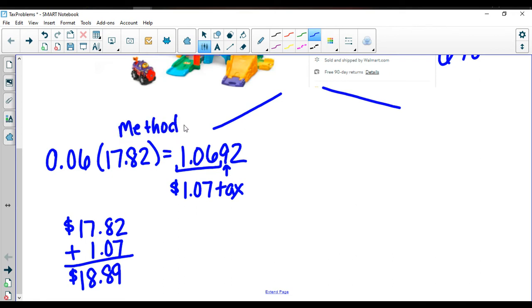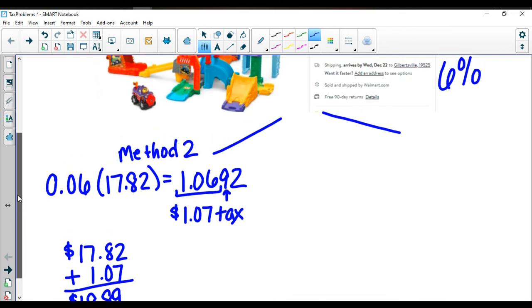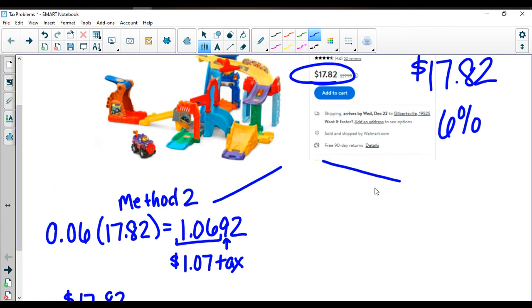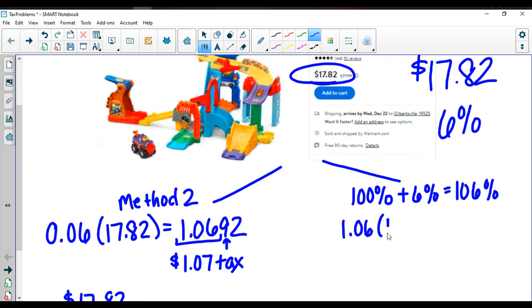Method two is nice to use if you're just looking for the final price of your item, which is what we're doing right here. So since sales tax gets added onto our item, we can pretend and imagine that the cost of our item is 100%, and we're going to add on 6% of the cost. So that's going to give us a total. We're going to be paying 106% of the cost of the item. So 106%, I would represent like 1.06 times the cost of the item.